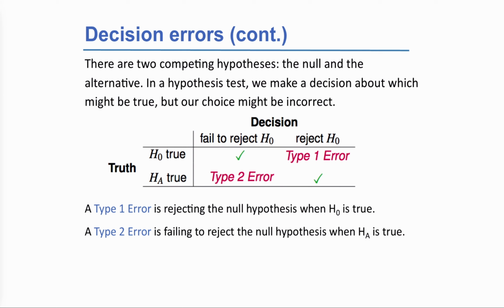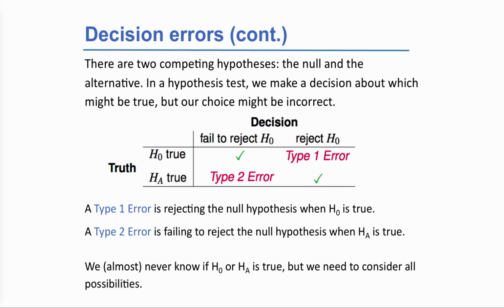I do not have a good way to remember the difference between a type 1 error and a type 2 error. I've been trying to find a good mnemonic and I have not been able to. So if you think of a good way to remember these two things, let me know, because that can be tricky. We almost never know if the null or the alternative actually is true, but we need to consider all possibilities, including the possibility that we might be wrong.